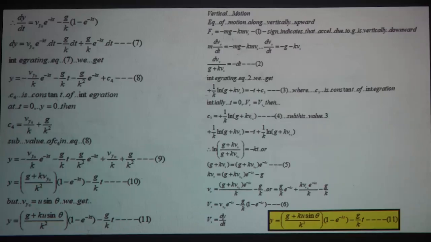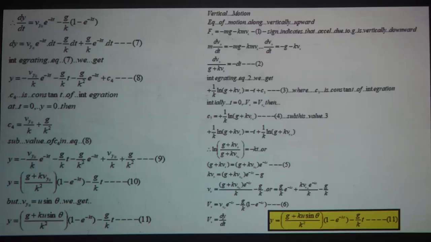So integrating equation number 7, I will get y is equal to minus of Vy0 divided by k e raised to minus kt, minus g by k, and integration of dt is t, minus g by k squared e raised to minus kt plus c4, and here c4 is a constant of integration. You can determine the constant of integration by using the initial conditions, and the initial conditions are t is equal to 0, y is equal to 0. Then I substitute these initial conditions, I will get the value of c4, and the value of c4 is Vy0 divided by k plus g by k squared.